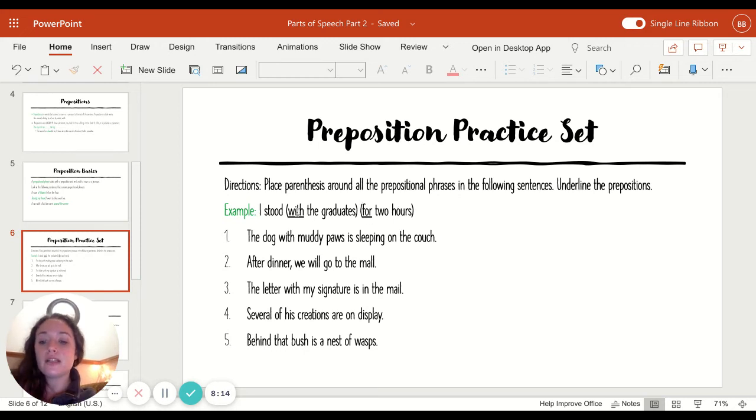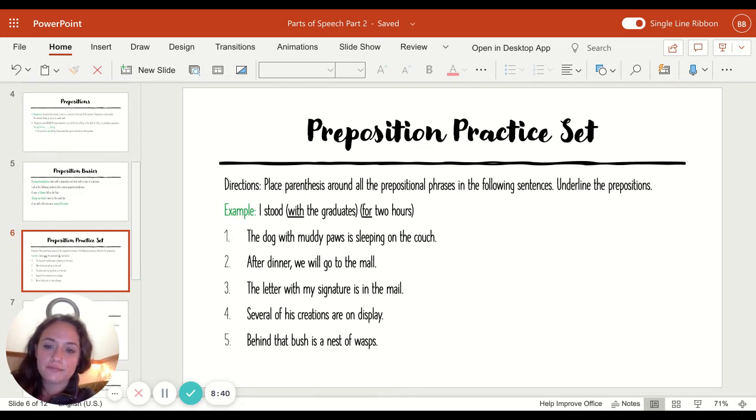So the graduates and 2 hours are both noun phrases because they're more than one word. So they are phrases that kind of go with the noun. So you can't just say, I stood with. You have to finish the sentence, right? Or finish the phrase. So with the graduates.